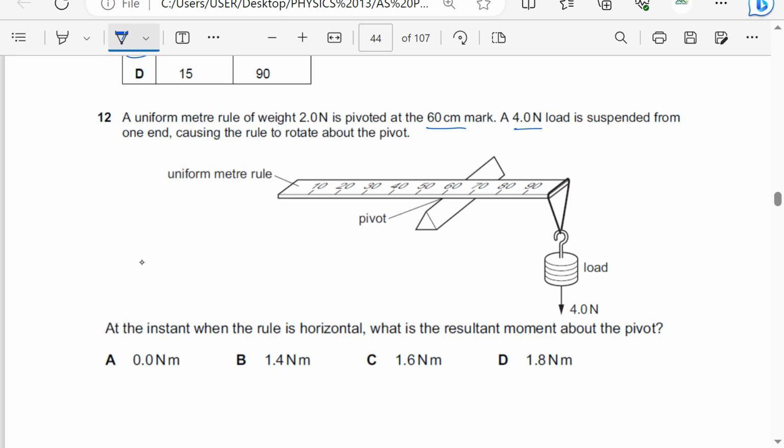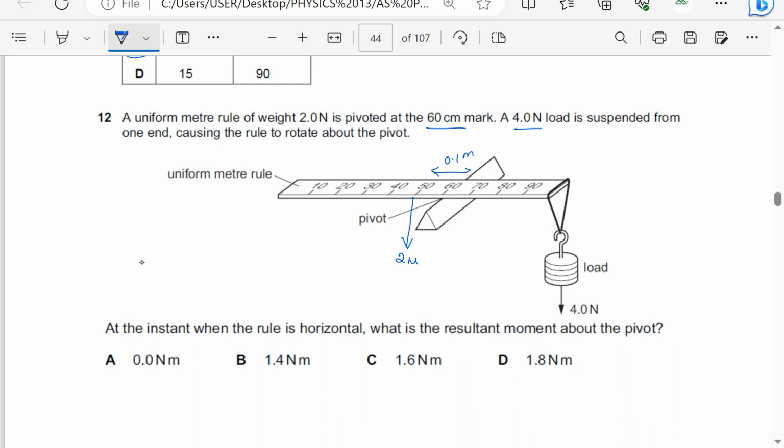A uniform meter rule of weight 2 newtons. So the weight acts, it is uniform, the weight acts at the midpoint. It is pivoted at the 60 centimeter mark. So it is at 60 and it is a meter rule, so the weight is at 50. The weight of the meter rule of 2 newtons is at 50. So from 50 to where the pivot is, that is 10 centimeters, that is 0.1 meters. Okay.